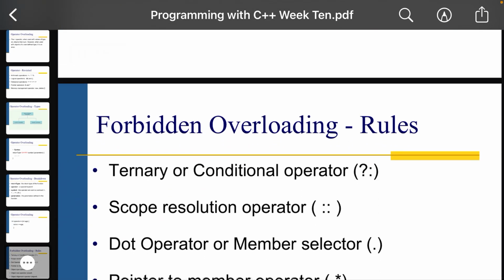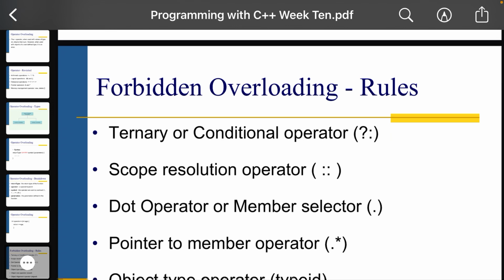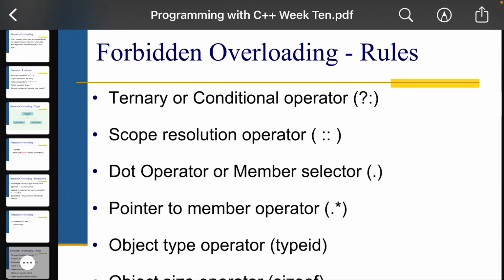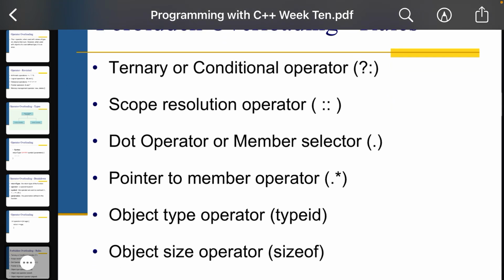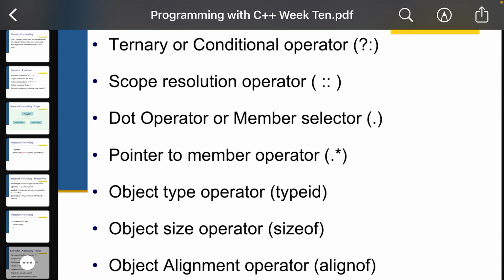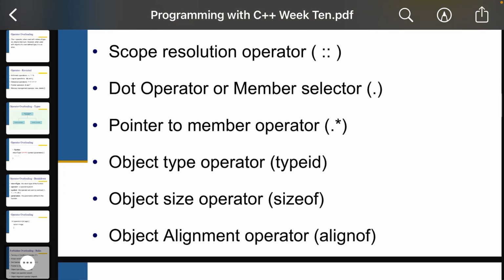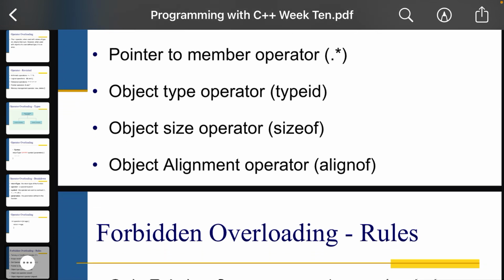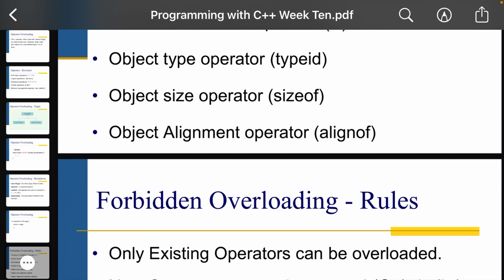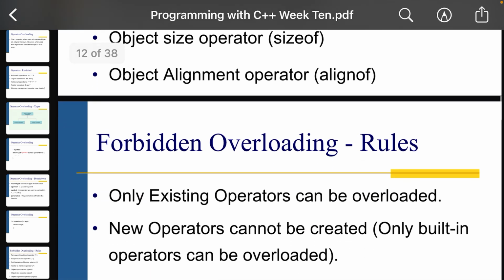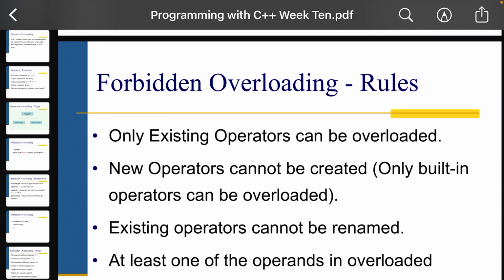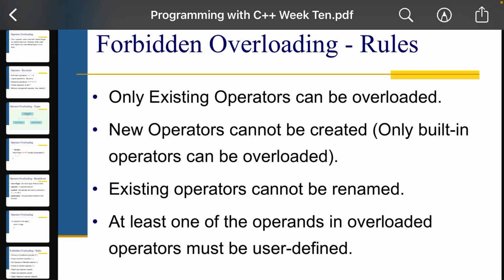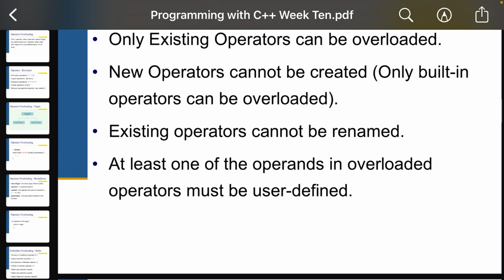Rules for forbidding overloading. These operators cannot be overloaded: ternary or conditional operators, scope resolution operator, dot operator or member selector, pointer to member operator, object type operator, object size operator, object alignment operator. Only existing operators can be overloaded. New operators cannot be created. Only built-in operators can be what? Overloaded.